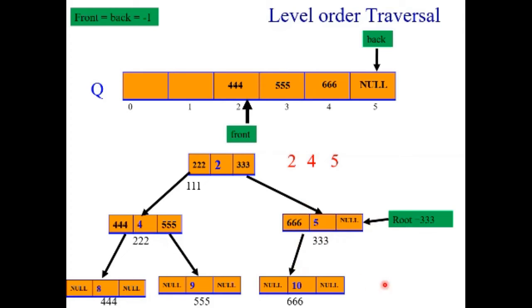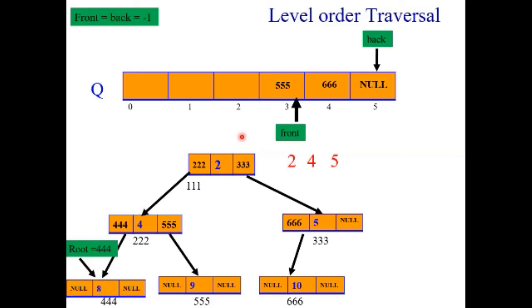Now I come to level 3. I should start from node number 8. What is the node number 8 address? That is 444. What we do? I do the front operation: root is equal to q dot front. Once you copy the address of the q dot front into this root, the root comes to node number 8. Now I should do the pop operation. It is done. Pop is done.